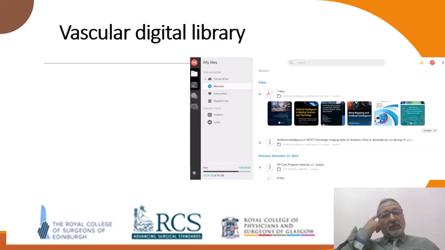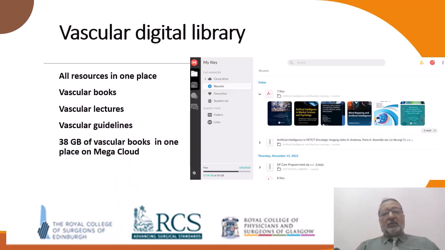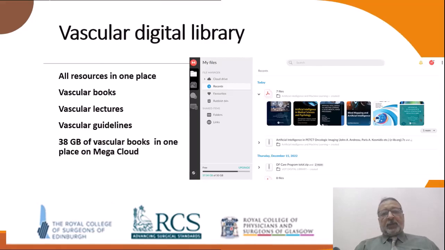Again, I was always hoping that we could have one library that can hold all the vascular books and all the vascular guidelines. I was able to do that, and now I have a vascular digital library, which is around 38 gigabytes of just pure vascular books and vascular guidelines. And this is all that I have collected in my life, and this is available for an online platform.